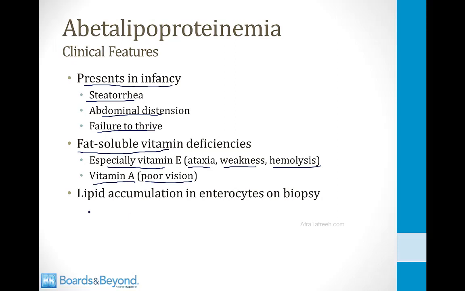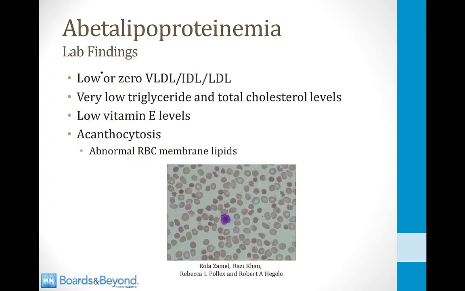On biopsies, what you see is accumulation of lipids inside of enterocytes, because remember, enterocytes accumulate lipids and then secrete them in chylomicrons, but in this disorder, they cannot secrete the chylomicrons. For step one, they will want you to know the impact of this condition on the levels of the various lipoproteins. The levels of VLDL, IDL, and LDL will be low or zero because you cannot secrete VLDL from the liver, and then VLDL becomes IDL and IDL becomes LDL. If you measure total plasma triglyceride levels, those will be low because much of your plasma triglycerides comes from VLDL particles. Total cholesterol levels will also be low because much of your total cholesterol comes from LDL particles.